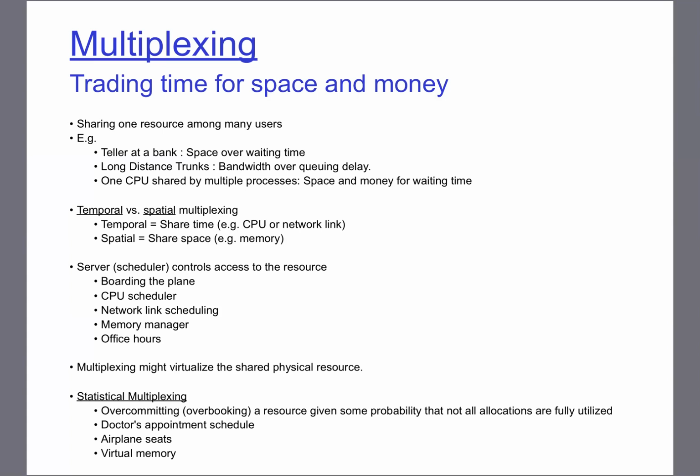And likewise, when you go to a bank, there is a bank teller whose time is shared among multiple users. In that case, users will be standing in a line and they have to wait. So there's an increased queuing latency, and that way the bank saves money by hiring fewer tellers. So you can have temporal multiplexing, along the dimension of time, or spatial multiplexing, along the dimension of space.